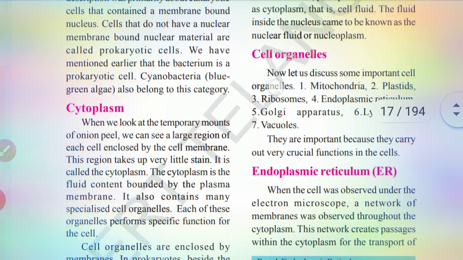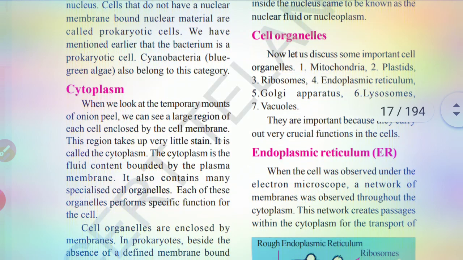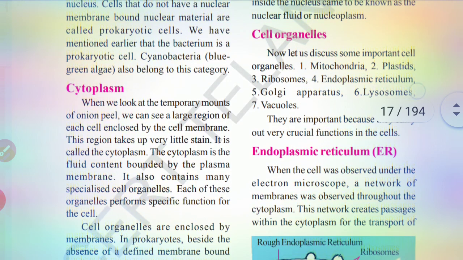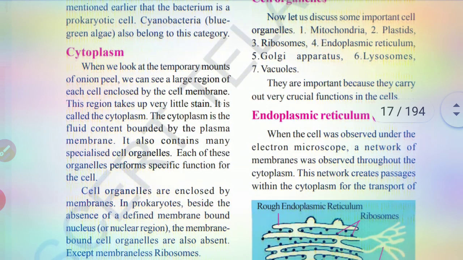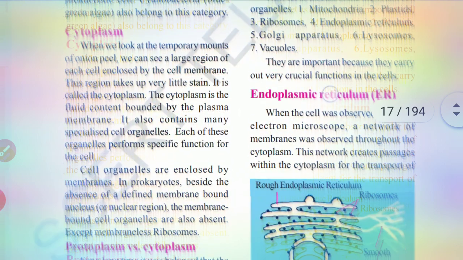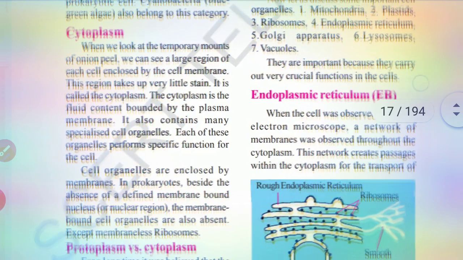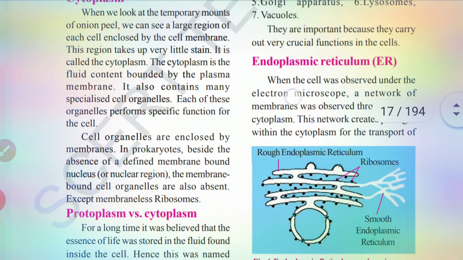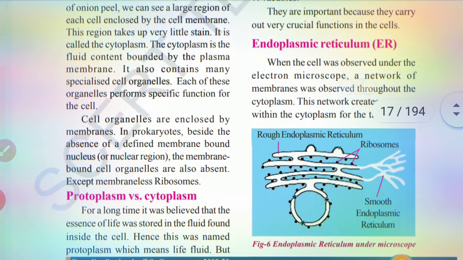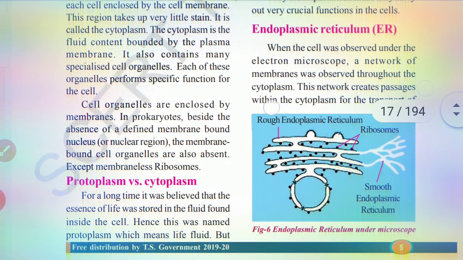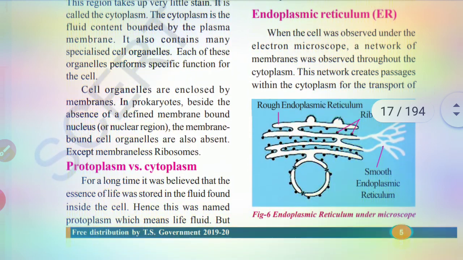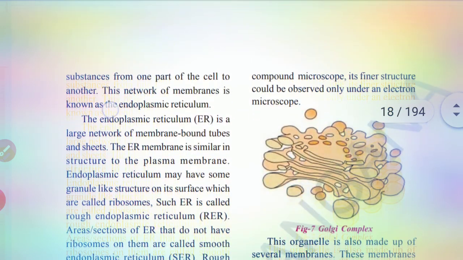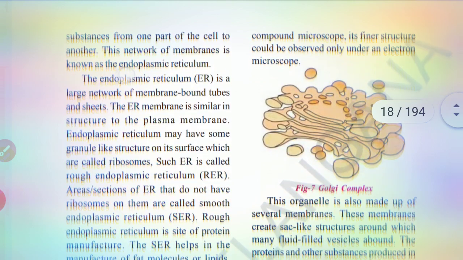Cell organelles. Now let us discuss some important cell organelles: mitochondria, plastids, ribosomes, endoplasmic reticulum, Golgi apparatus, lysosomes and vacuoles. They are important because they carry out very crucial functions in the cell. Endoplasmic reticulum. When the cell was observed under the electron microscope, a network of membranes was observed throughout the cytoplasm. This network creates passages within the cytoplasm for the transport of substances from one part of the cell to another. This network of membrane is known as endoplasmic reticulum.